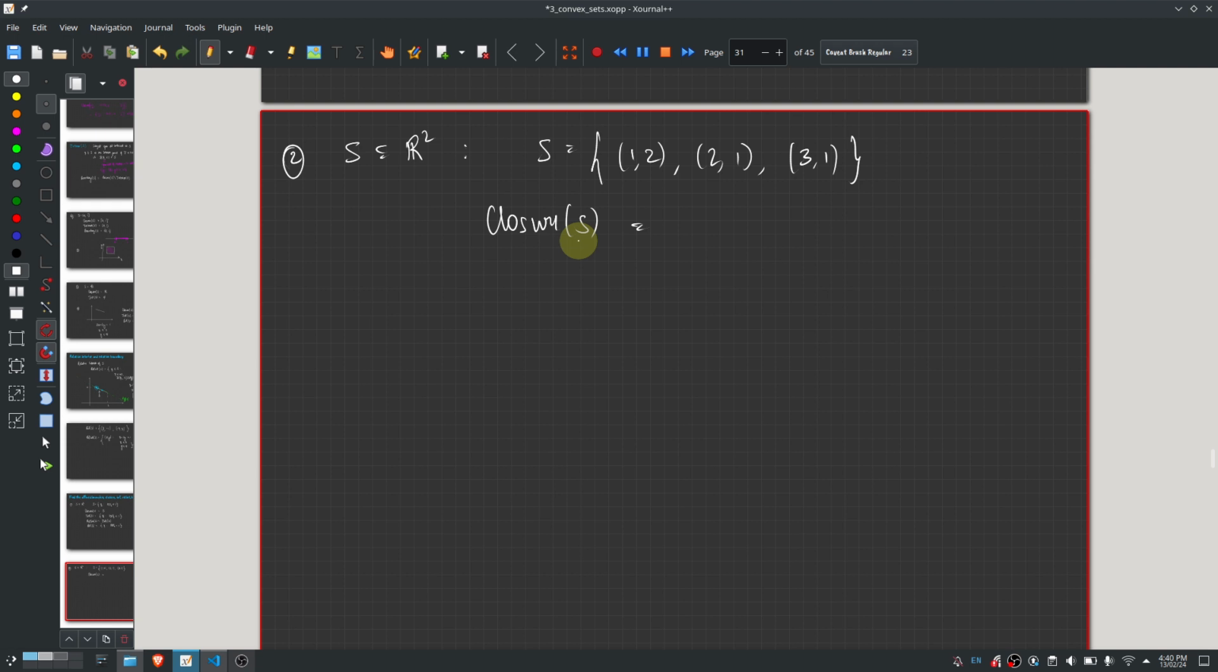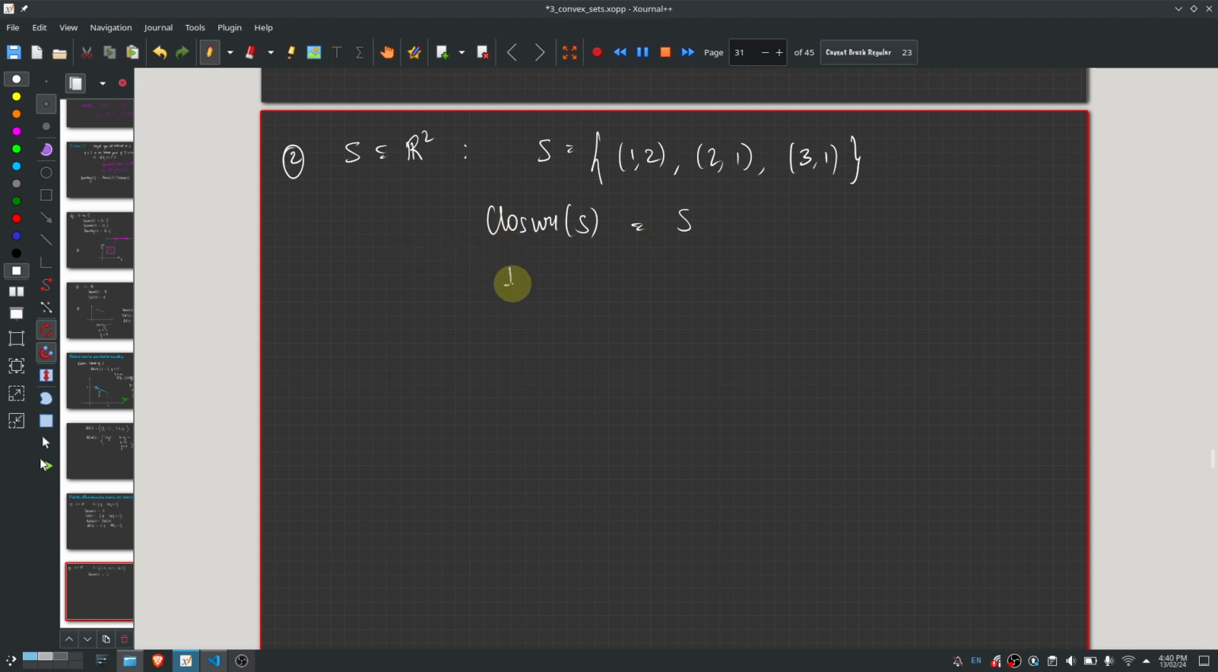I mean, it's just 3 points, right? There's only one set. It would be S itself, right? Yes. So every finite set is closed in Rn.